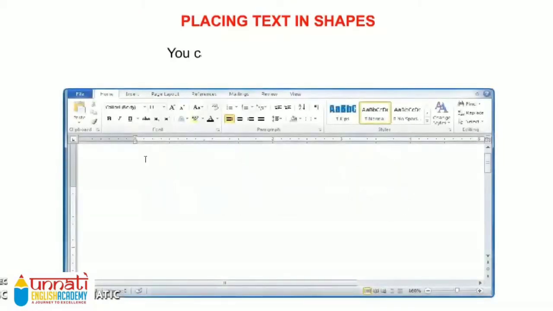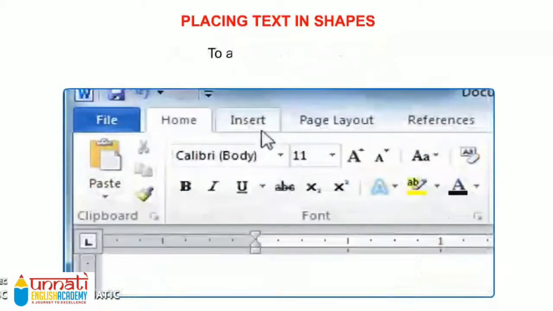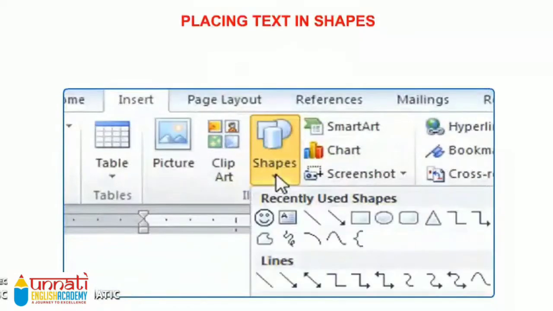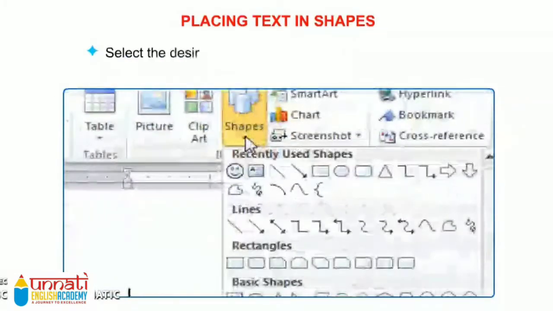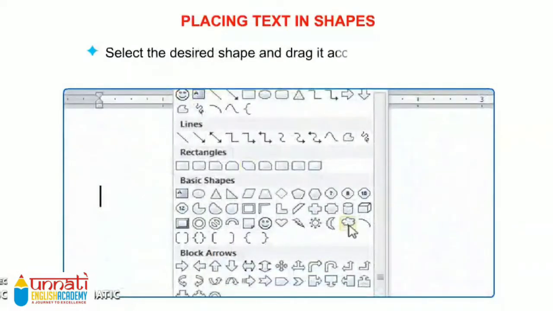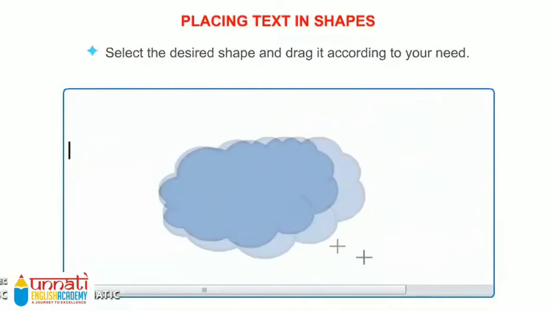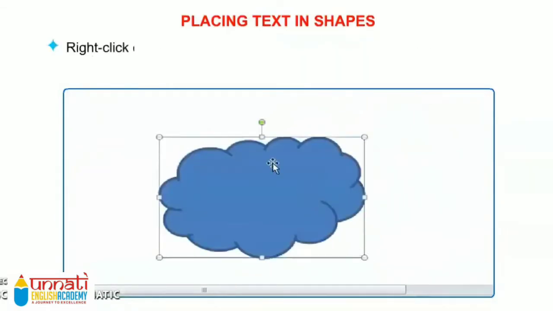Now let's see how to place text in shapes. So Word also allows you to insert text in your selected shape. Let's see how to do that. To add text in a shape, select the desired shape and drag it according to your need. Suppose I have selected the callout shape.